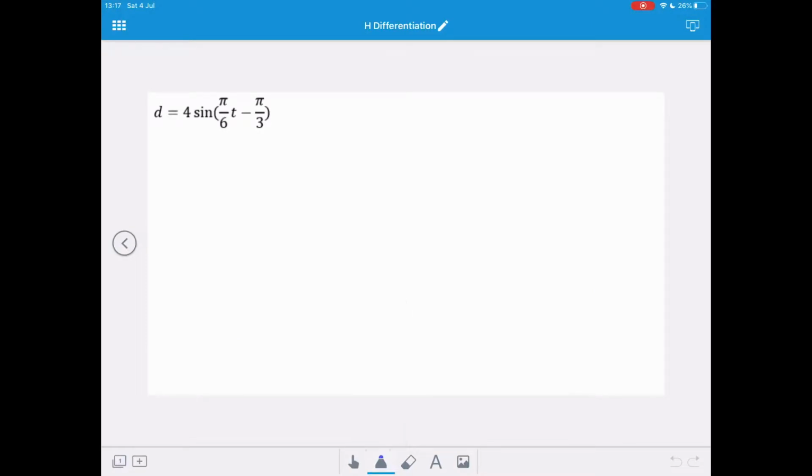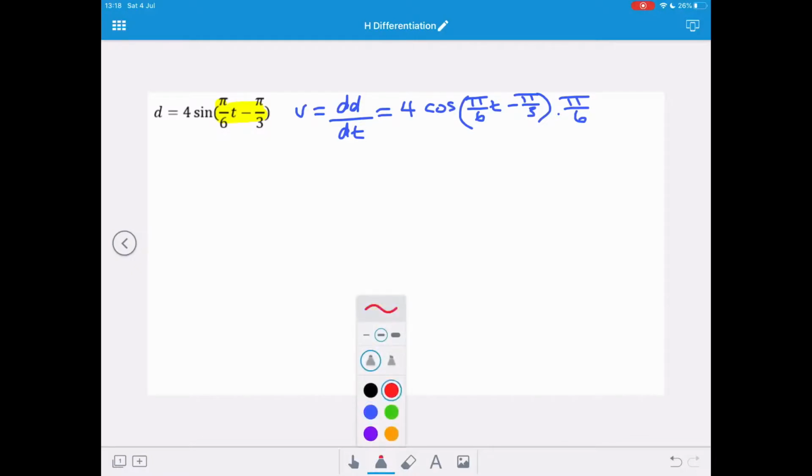So we know that the velocity is the derivative of d with respect to time, so v equals dd by dt. Our inside function is pi over 6t minus pi over 3, so we need to differentiate the outside function. So it's going to be 4 cos of pi over 6t minus pi over 3, and we're multiplying it by the derivative of the inside function, which is going to differentiate to pi over 6. And now we need to simplify the expression.